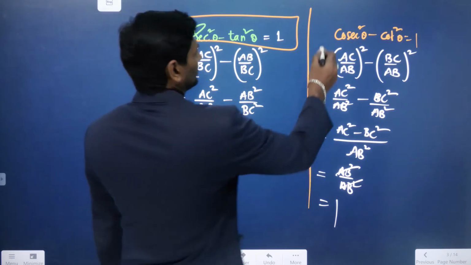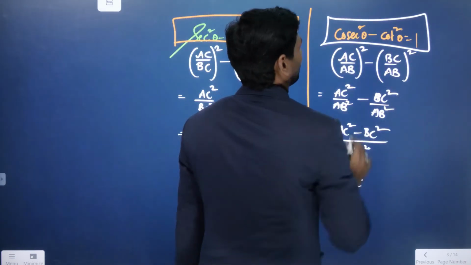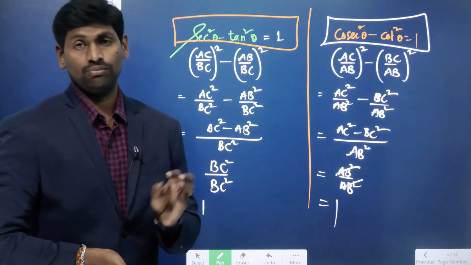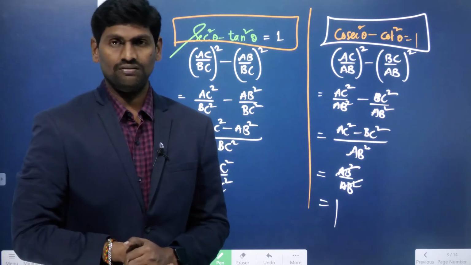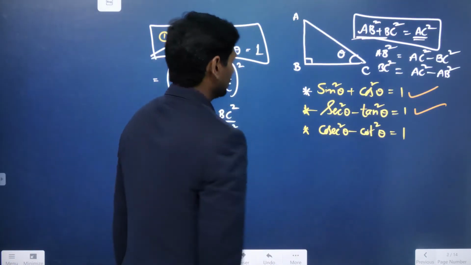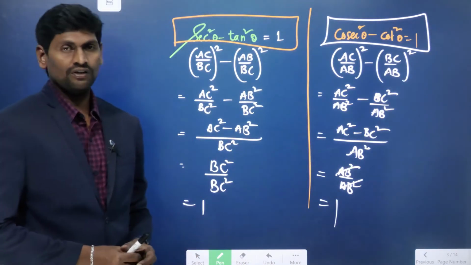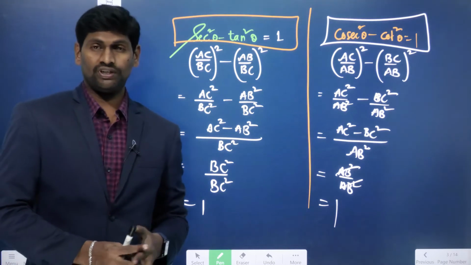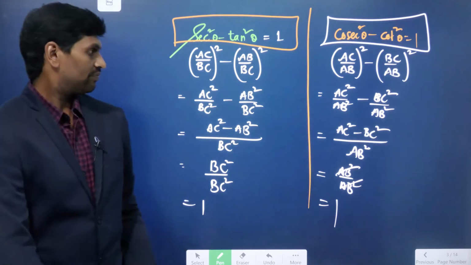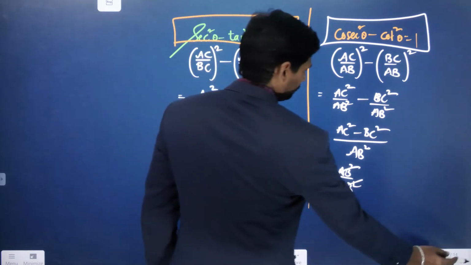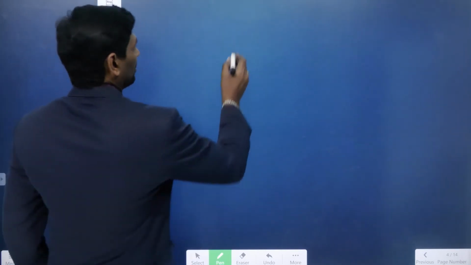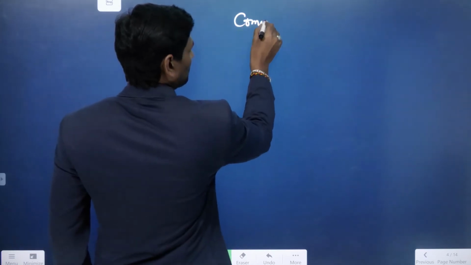So these are the 3 important trigonometric ratios or trigonometric identities. Okay na? Please note this, children. So we have discussed complementary angles, and the trigonometric identities are also completed. Now let us go to the compound angles.